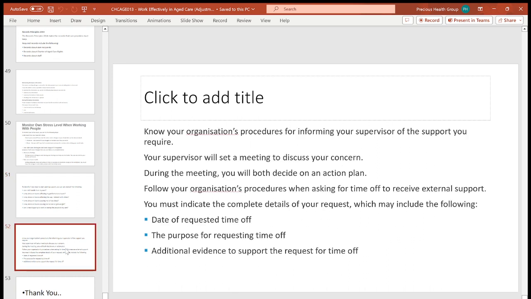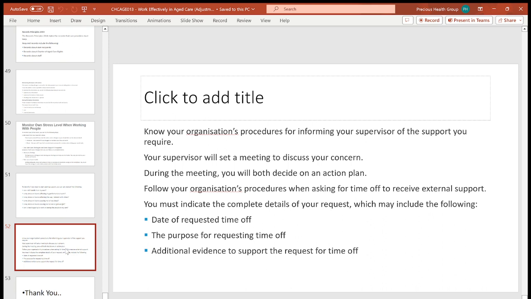Knowing your organization's procedure for informing your supervisor of what type of support you require is also important. If you are going through any form of stress, your supervisor can help you in many ways. Your organization might have a set procedure, so try to familiarize yourself with it and engage your supervisor. Maybe during a meeting, you both can decide on an action plan to look after you. Is it because of workload? Is it because of a particular client? Understanding this and mixing or moving things around can really support you.